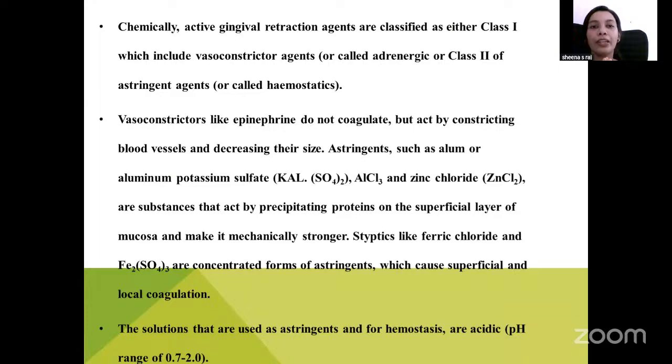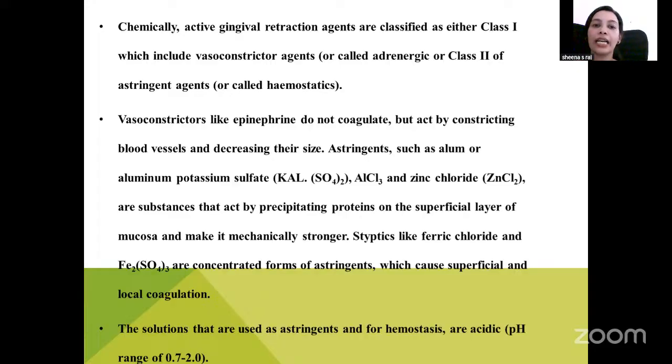There are two types of hemostatic agent commonly used, class 1 and class 2. Class 1 is like the normal vasoconstrictors, adrenergics, which we use. Class 2 is also called the hemostatic agent. Hope you understood. Class 1 is the vasoconstrictors, the medications which we use. Class 2 is the hemostatic agents, or the astringents which we use.